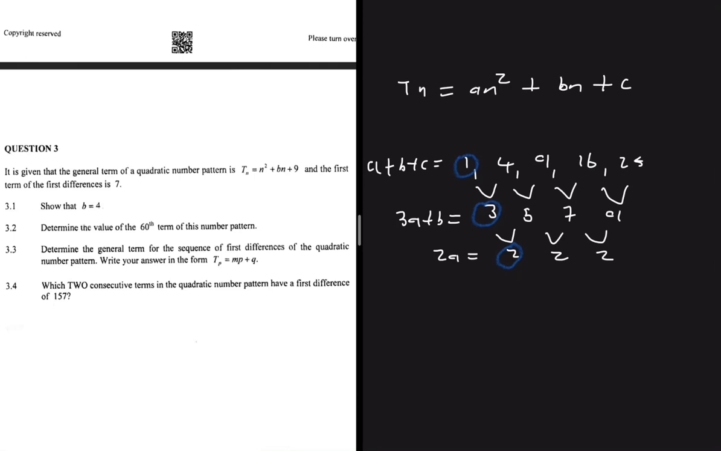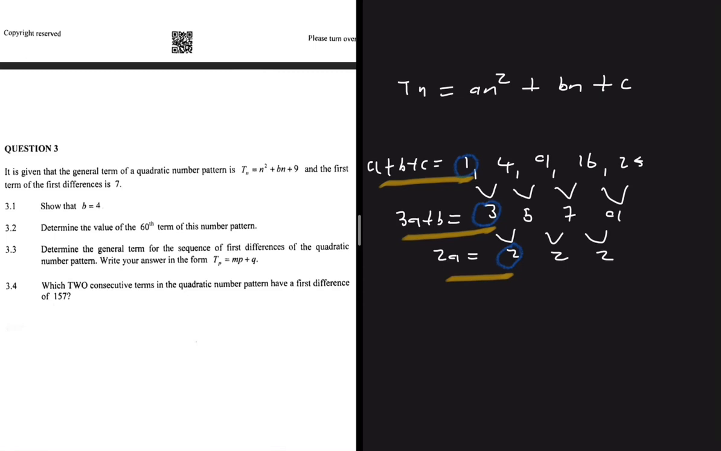Now you might be asking yourself, why is 2a equal to the second difference, and why is 3a + b equal to the first term of the first difference? That is actually easy to prove, but for the sake of time, we can do that in a separate video. Here, I just want you to realize that 2a will be equal to the common difference, 3a + b should be equal to the first term of the first difference, and a + b + c should be equal to the first term of the number pattern itself. With these basics, we should be able to answer these questions.